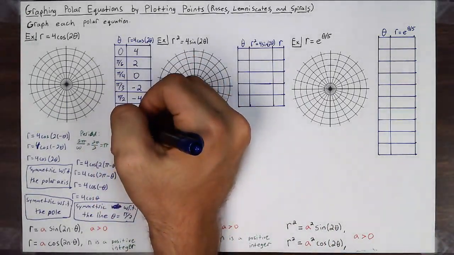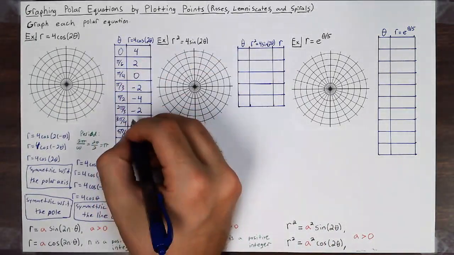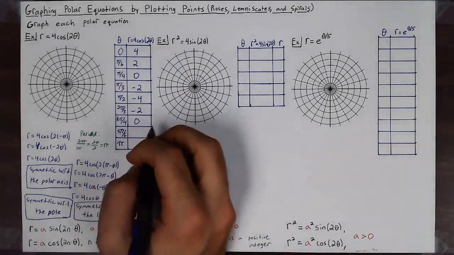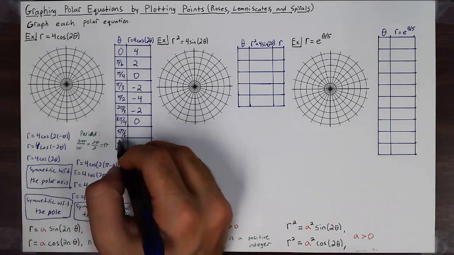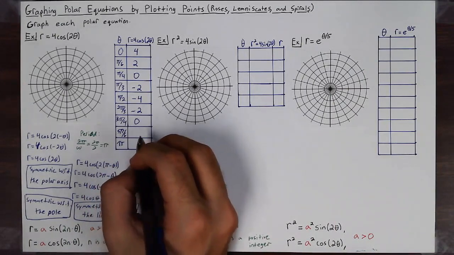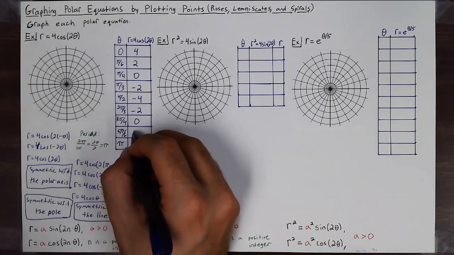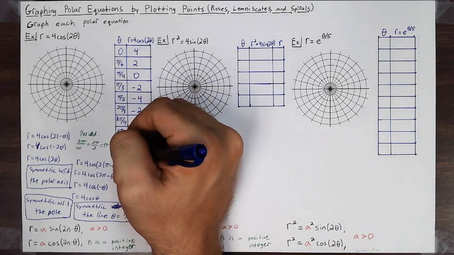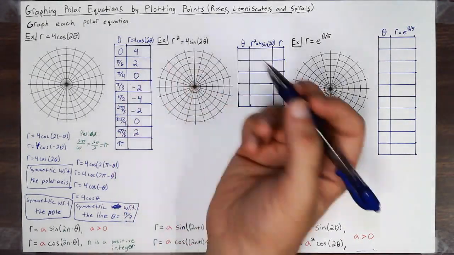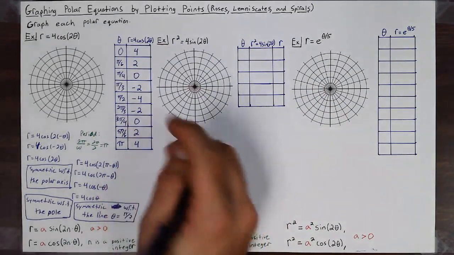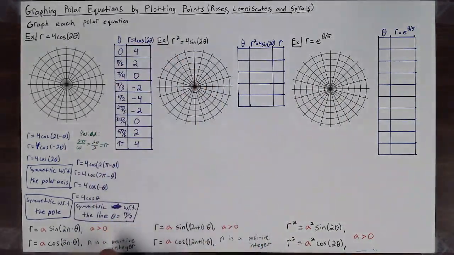2 times 3 pi over 4 is 3 pi over 2, which is 0 for cosine. So 4 times 0 is 0. And then 2 times 5 pi over 6 is 5 pi over 3, which is a positive 1/2 for cosine. So 4 times 1/2 is 2. Then 2 times pi is 2 pi, which will be cosine of 2 pi, which is 1. So 4 times 1 is 4. And now I have plenty of points to start graphing this.